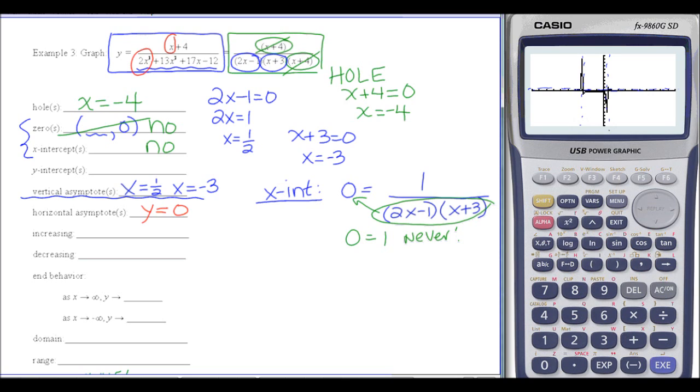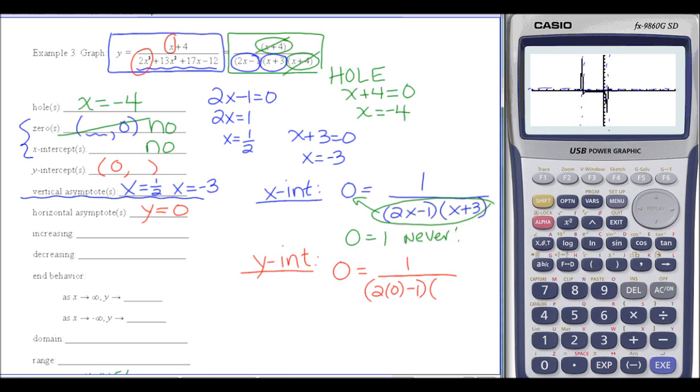When you have a horizontal asymptote of 0, oftentimes we don't have x-intercepts. It's not to say we can't, but we don't usually. Okay, to find the y-intercepts, remember for our y-intercept, our x value is 0. So for our y-intercept, I'm going to again go back to the original function in reduced form, and I'm going to plug in 0 for x.